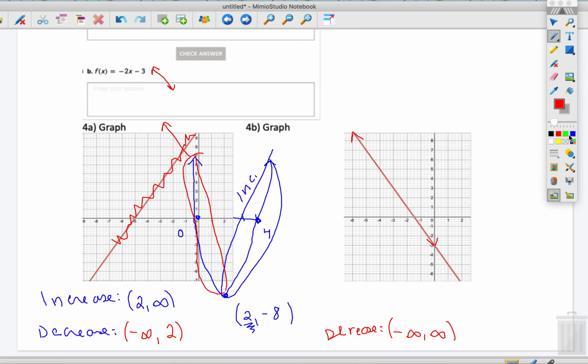Increasing or rising. This graph, as I look left to right, just falls. It just keeps falling. It never goes up and rises, so we don't have any increasing interval.